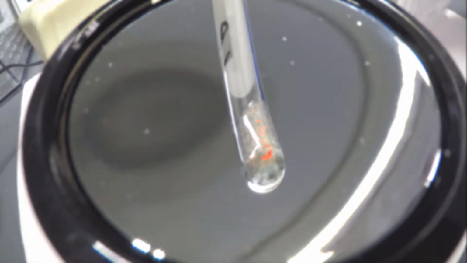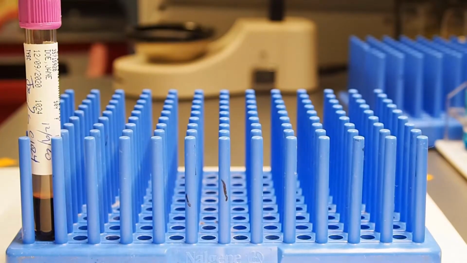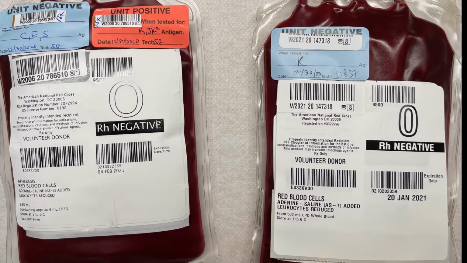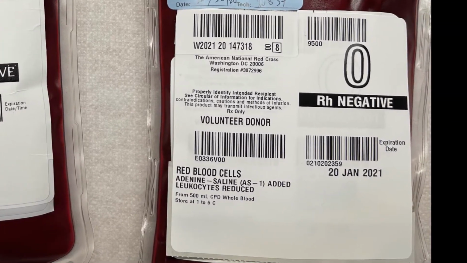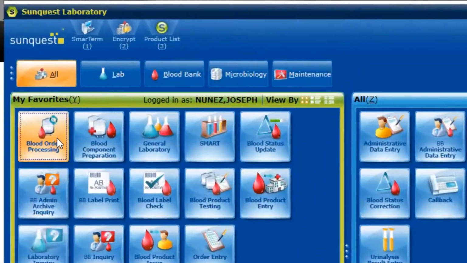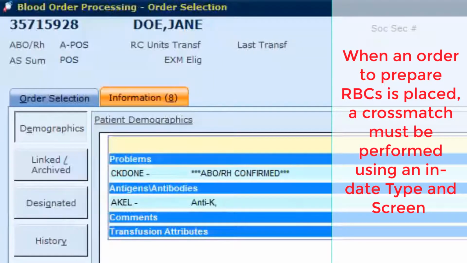The serological crossmatch will utilize two key components: a whole blood patient sample collected in an EDTA anticoagulant tube and a unit of red blood cells. An administrative step is necessary for verifying that type and screen results are complete and up to date for the patient sample in hand.